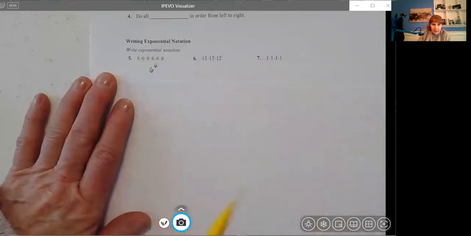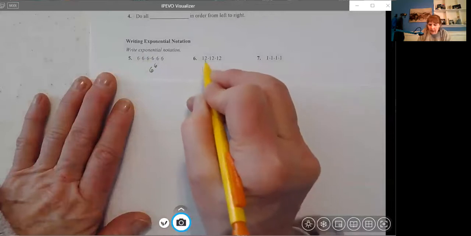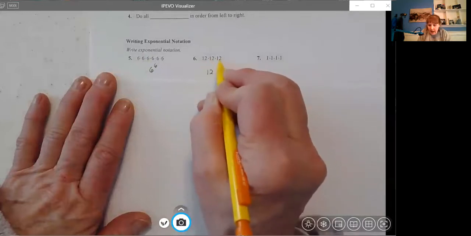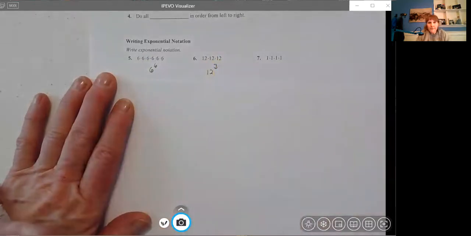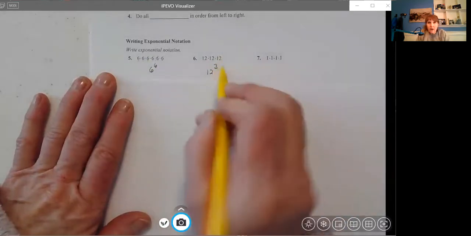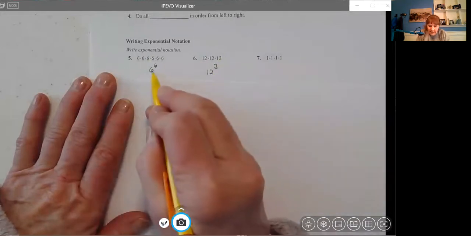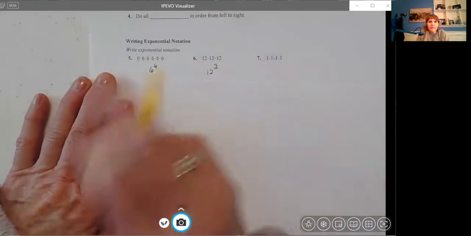All right, on this one right here, we have 12, and we're multiplying the 12 by itself 3 times. So 12 times 12 times 12. So 12 cubed is how we read that. 12 to the 3rd can also be read 12 cubed. This is 6 to the 6th power.